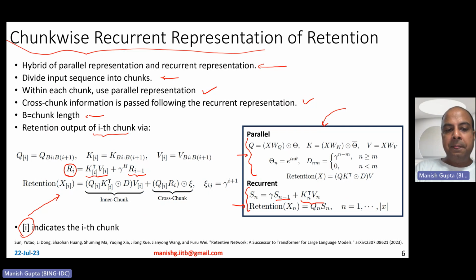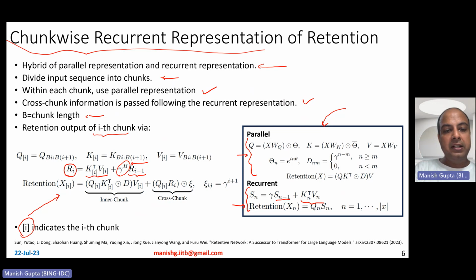And since I'm combining representations from B different tokens within the R_{i-1} chunk, I'm going to also have gamma^B. Okay, so that's basically that. That's just a recurrence kind of formulation. However, I must also incorporate the parallel computations within the chunk.